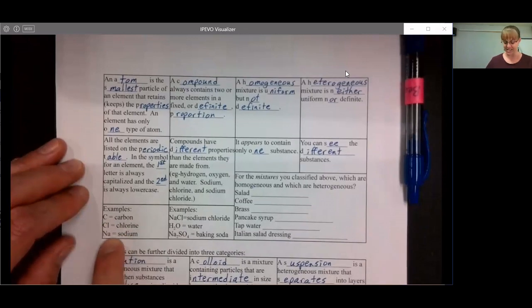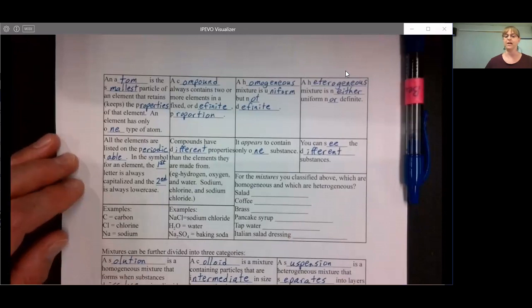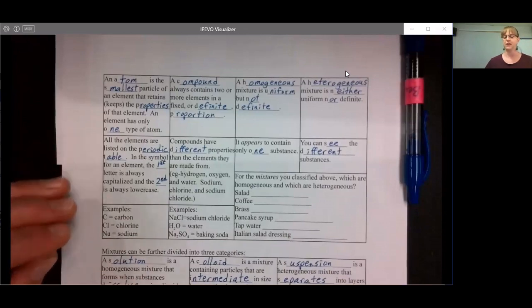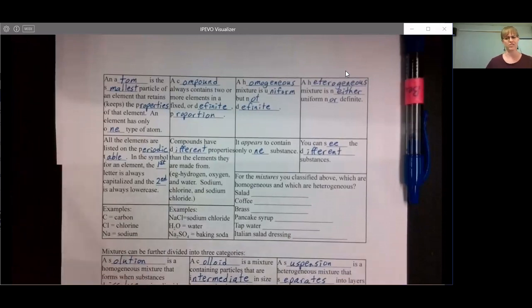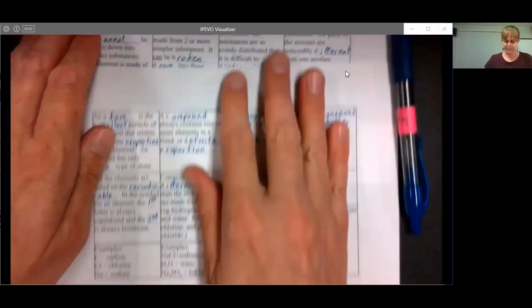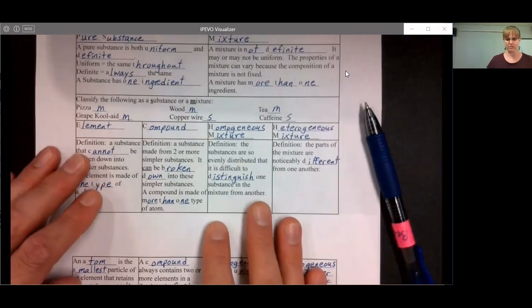Capital N and lowercase a, there's only one capital, so that tells you that's one element, and that's the symbol for sodium. Like, wait a minute. Na for sodium? Where'd they get that? Well, it actually comes from the Latin word natrium. So that was for sodium. And so that's why when they have a weird symbol and you're just not sure where it came from, it's usually the Latin.